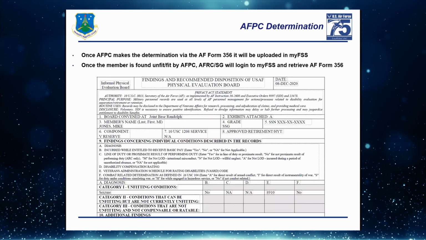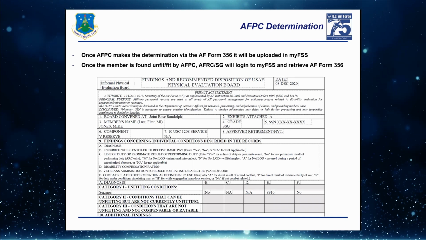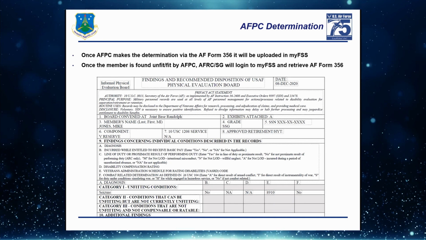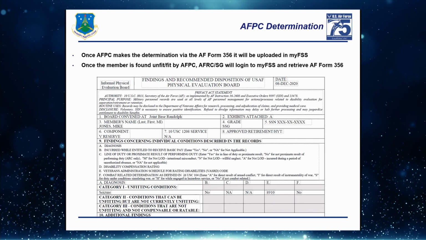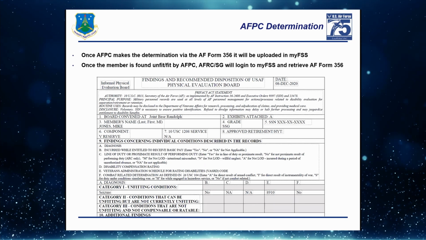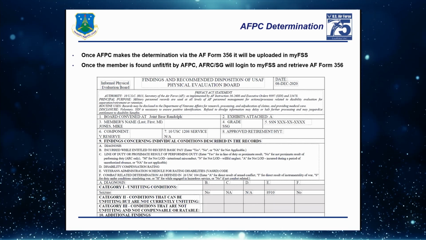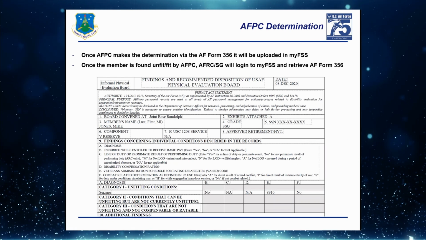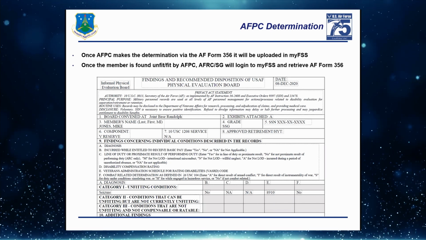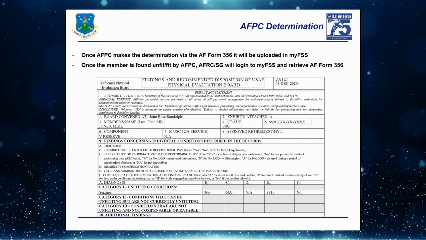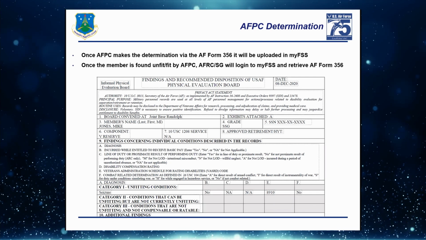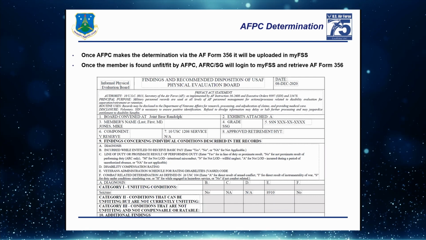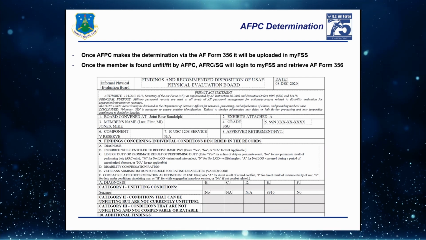All right, so moving on to the AFPC determination. This is actually the form that AFPC uses that shows the determination that was made for the members. So once AFPC makes the determination via the Air Force Form 356, it will be uploaded in MyFSS. Once the member is found unfit or fit by AFPC, AFRIC SG will log into MyFSS and retrieve the Air Force Form 356 from there. And below is just kind of what it looks like.